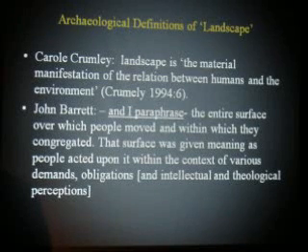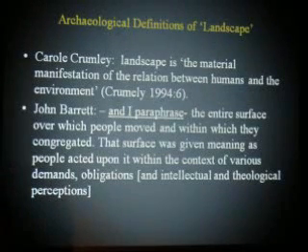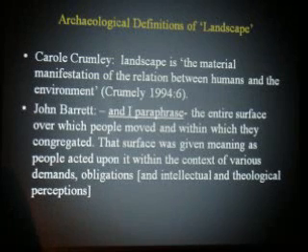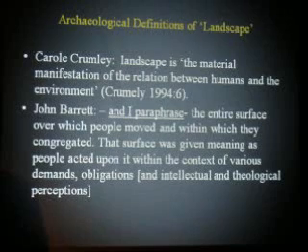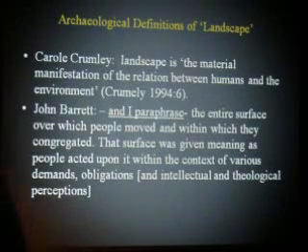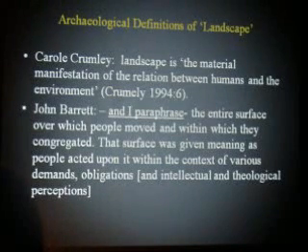According to Carl Crumley's definition, and this is, by the way, one of the most common archaeological definitions of landscape, landscape is a material manifestation of the relation between humans and an environment. Also, in a more elaborate definition, John Barrett defines landscape, and I paraphrase his definition, as the entire surface over which people moved and within which they congregated. That surface was given meaning as people acted upon it within the context of various demands, obligations, and I add on my own, intellectual and theological perceptions.